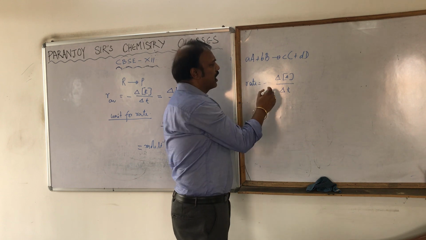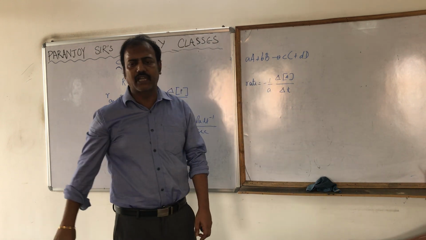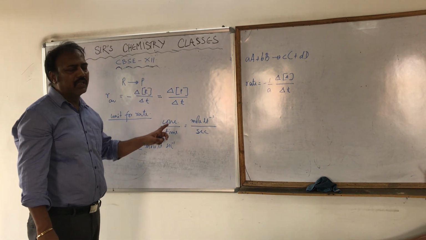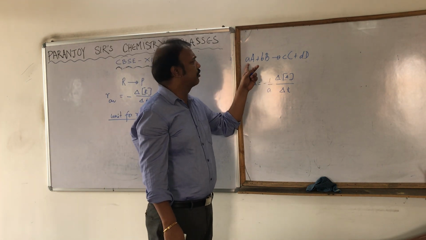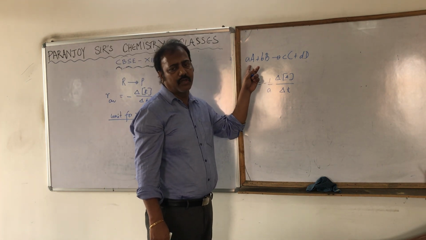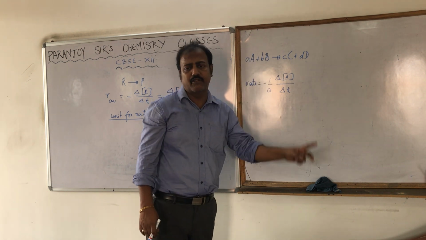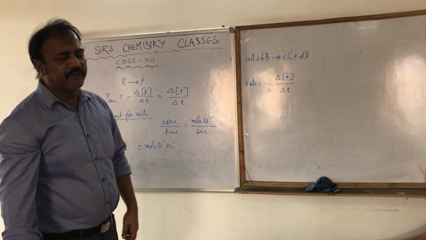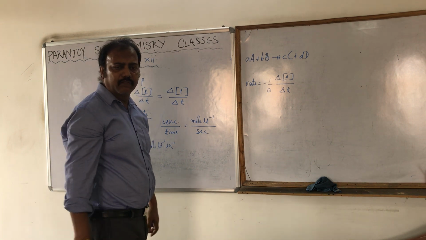So for 1 mole, what is the rate? It is 1 by a. Whenever we are calculating the rate, we are calculating per mole. That is why we have to divide it by the stoichiometric coefficients. That is the rate of the reaction in terms of A. Why the negative sign? You already know: because A is a reactant.